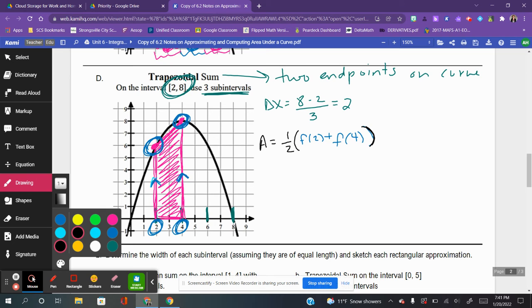So I want to get in the good habit of writing out what I'm calculating in order to get these bases, okay? And finally, the height is this distance down here. The height is actually the width of that subinterval, right? And so I've got times 2, because that's how wide my base is. I shouldn't say base. That's how wide the height is, or the delta x.